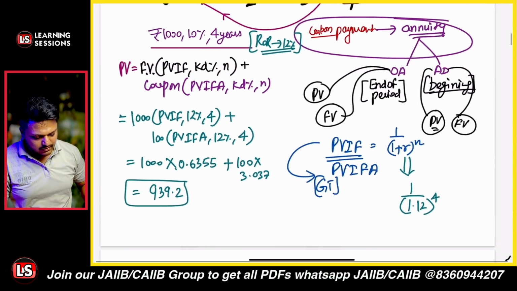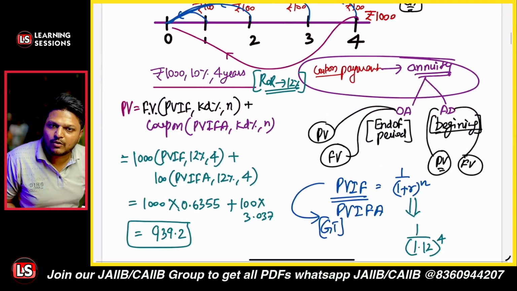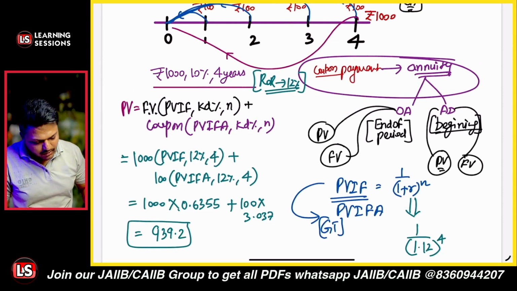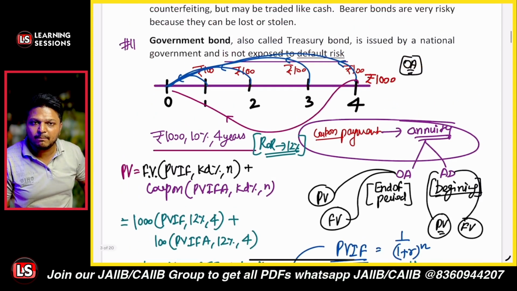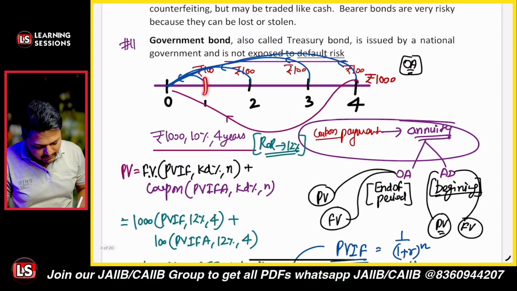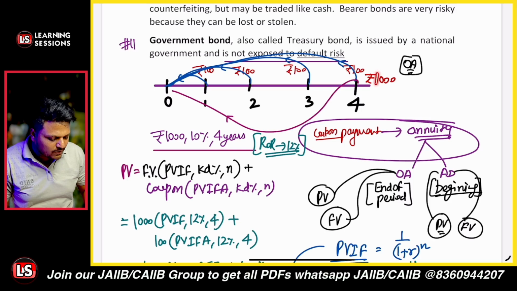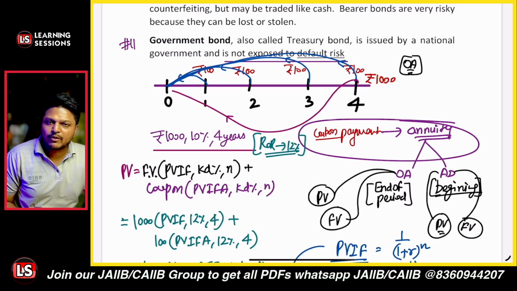I'll be repeating again. We had the bond which had 4 years of maturity, and we were to receive rupees 100 each and every year for the 4 years. At the end of the 4 years, I'll be receiving rupees 1000 also. Now, I was interested in calculating the present value of the bond. So I'll be discounting all the cash inflows.